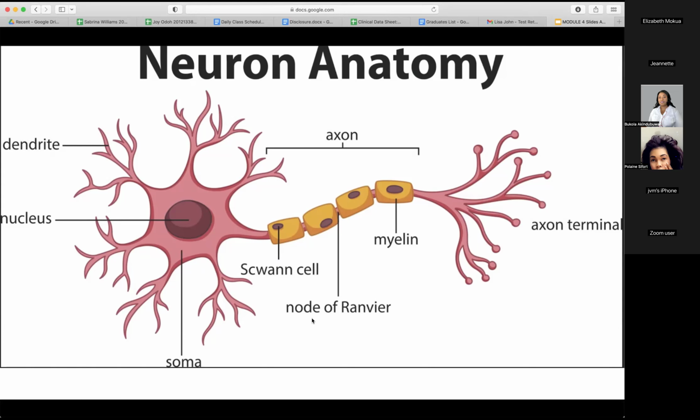So the neuron, you have different parts. Okay, you have the dendrites, the soma, and the axon, okay, and the axon terminal.